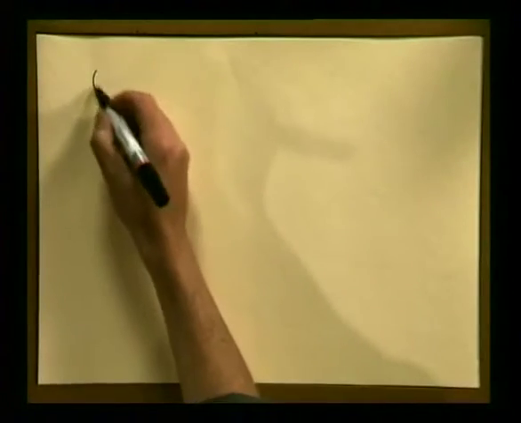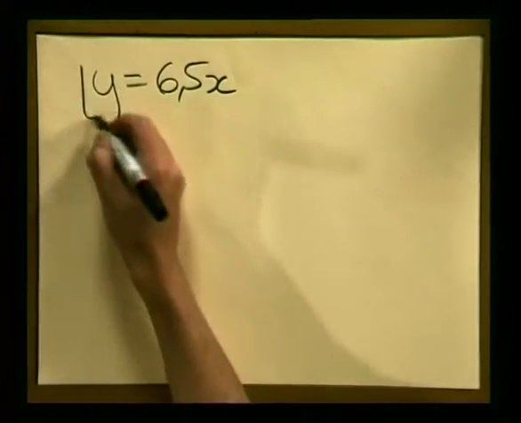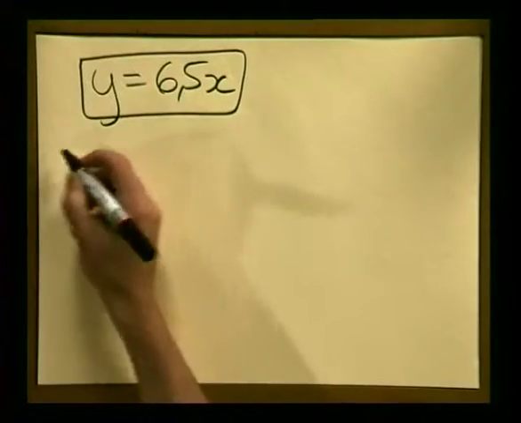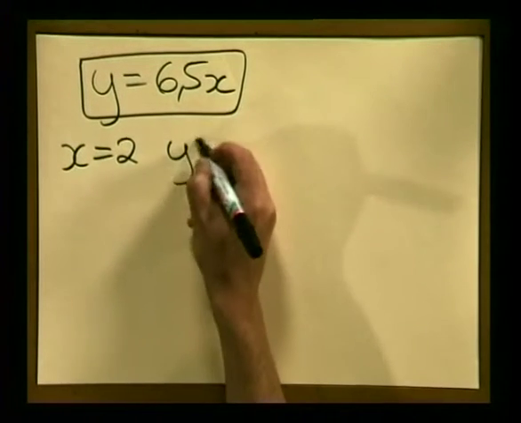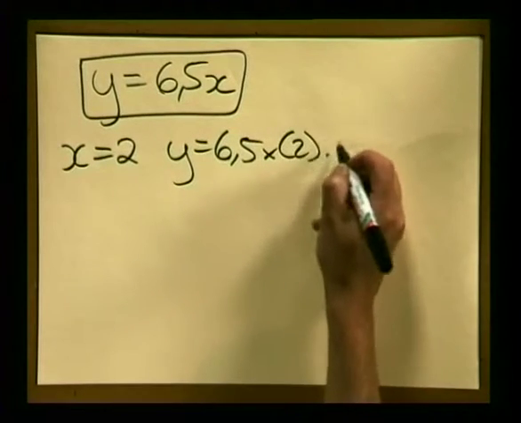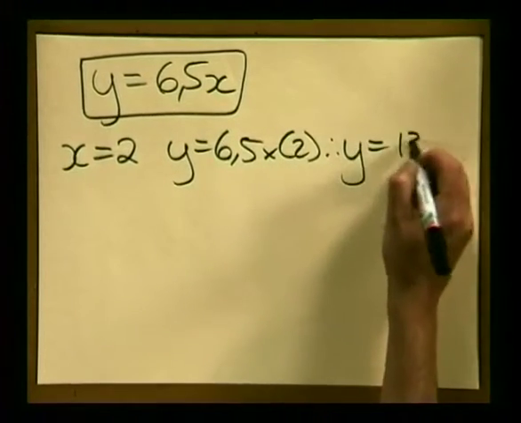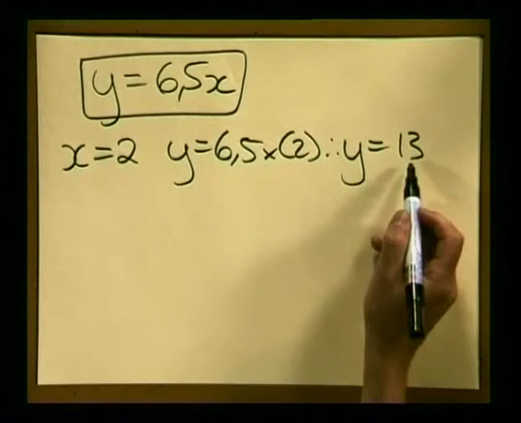All the examples we've used so far in this block have been examples of functions. Think about the formula y equals 6,5x. Now, if my input value x is equal to 2, then y will equal 6,5 multiplied by 2, so therefore y will equal 13. One input value gives me one output value.